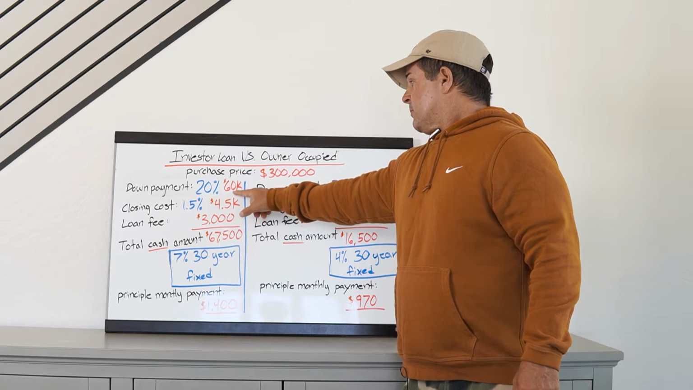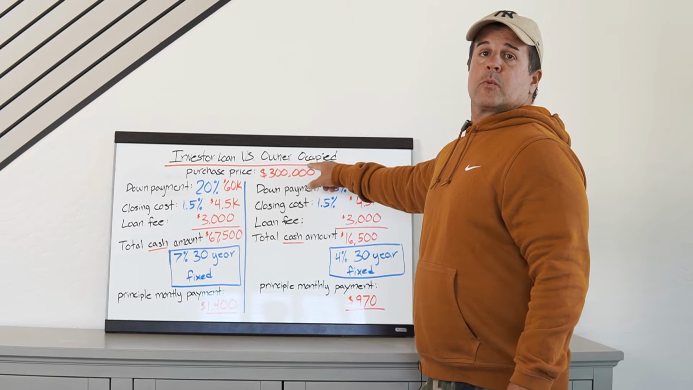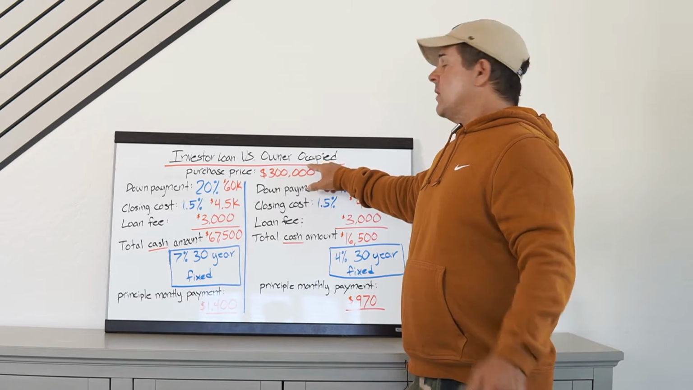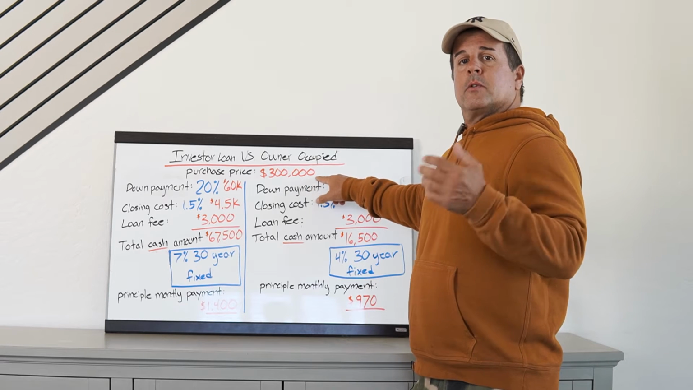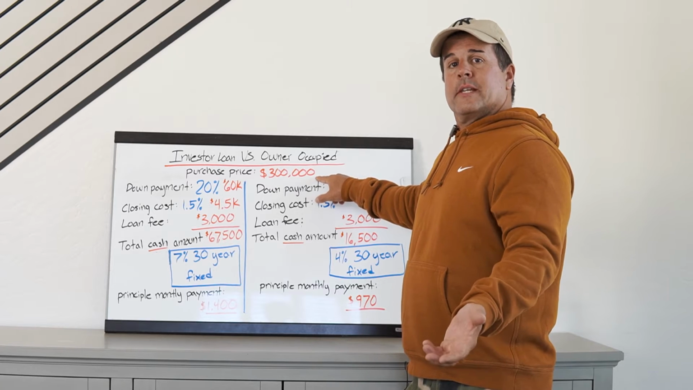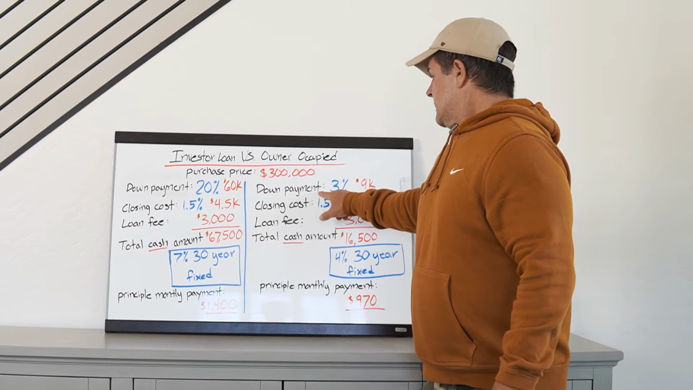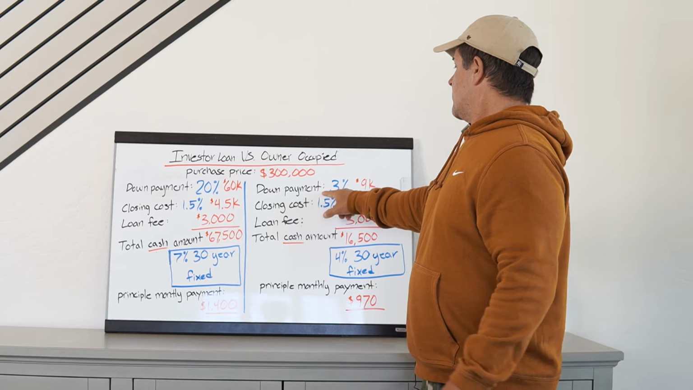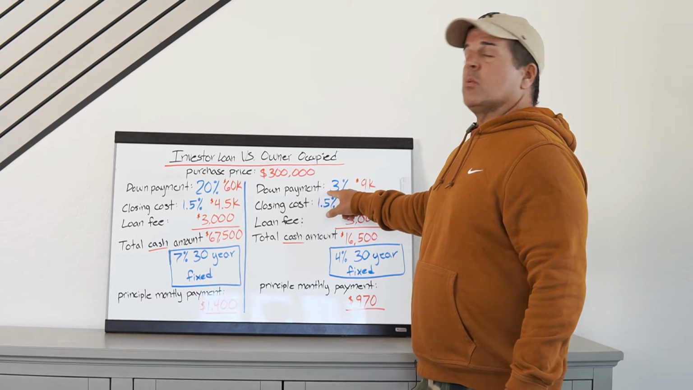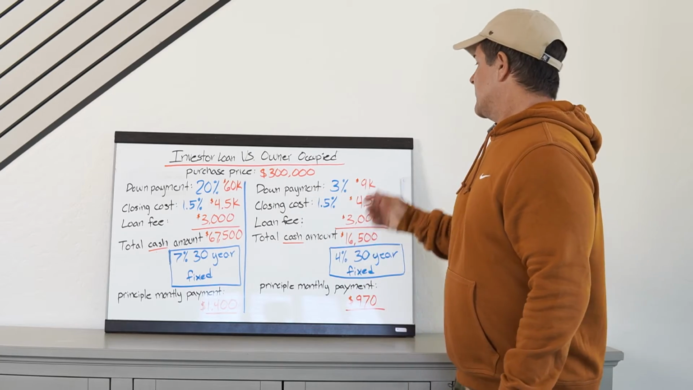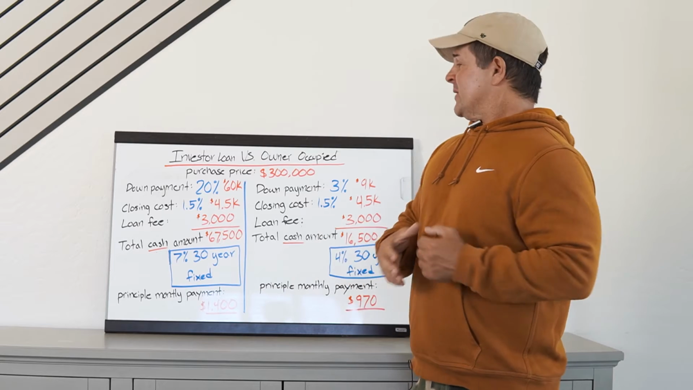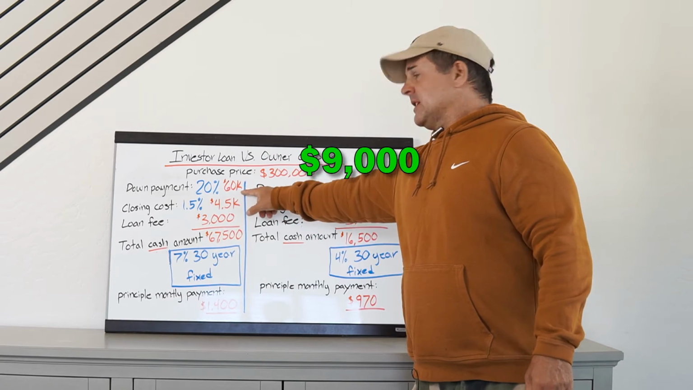So the other program, which I highly recommend, is the owner-occupied loan. You just let the bank know when you fill out all the documents that your intent is to live in the property. So typically, let's say it's a first-time home buyer, you're gonna get some assistance. So the down payment on this same property with the owner-occupied loan would be 3% or $9,000. So that's a giant difference, guys. Look at that, $9,000 to $60,000.